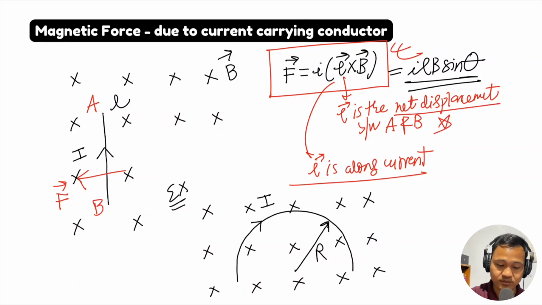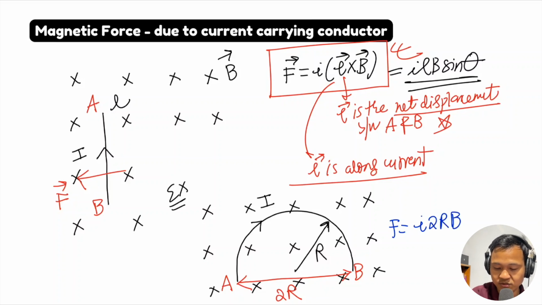Let's take an example of a semicircle. Let's say point A and point B, and the wire goes from A to B. The displacement AB is what we take. So this is the displacement, which means 2R. The force is I into L into B. So this is the force.